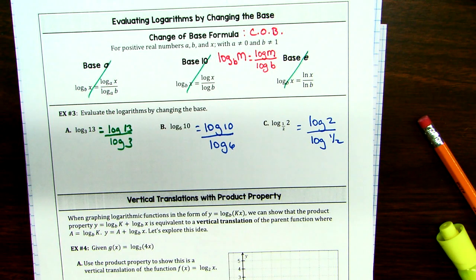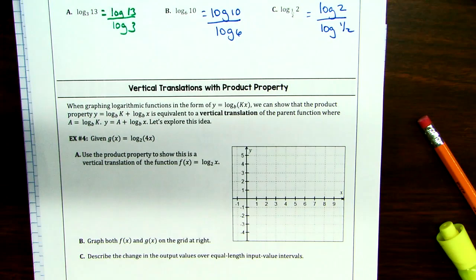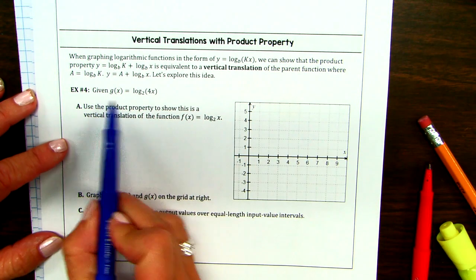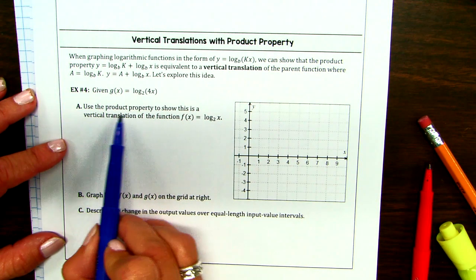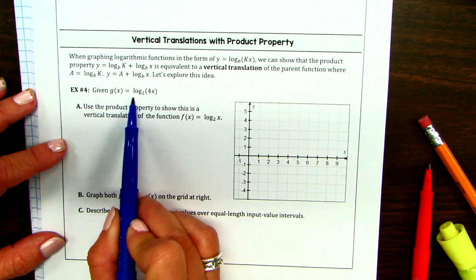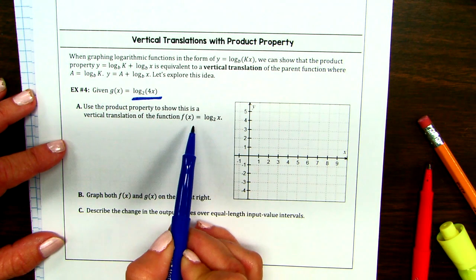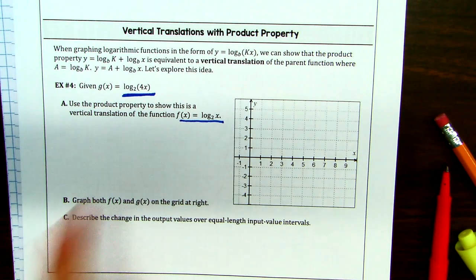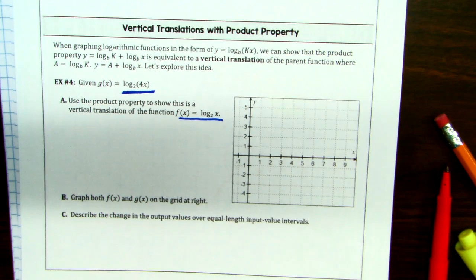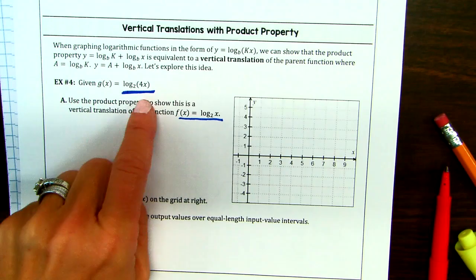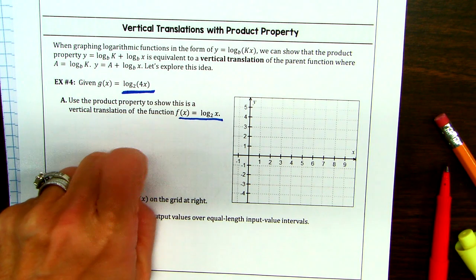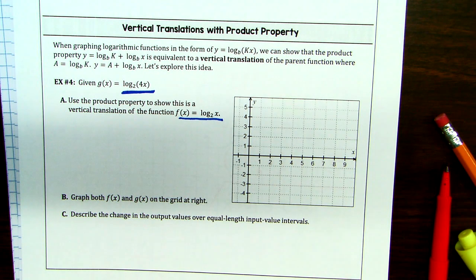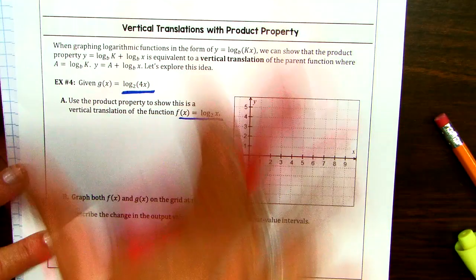All right, last question. This is kind of cool, actually. What this is saying is that we're given, let me start. Use the product property to show that this function is actually a vertical translation of that. So what we're going to do, guys, is rewrite g of x and apply the power property in this case. And what you're going to see is that it's actually just taking a nice simple parent function and moving it up or down. So it'll make sense as we go.